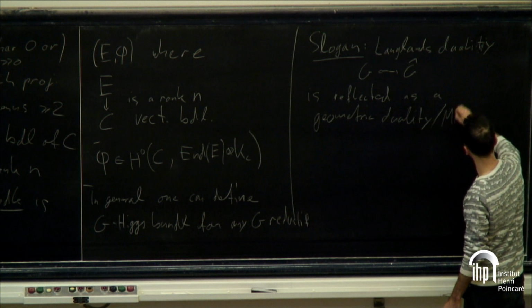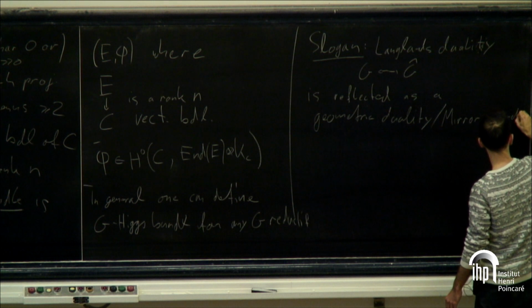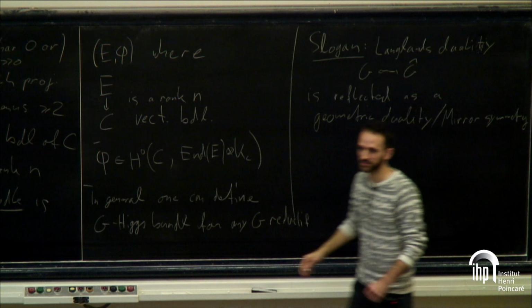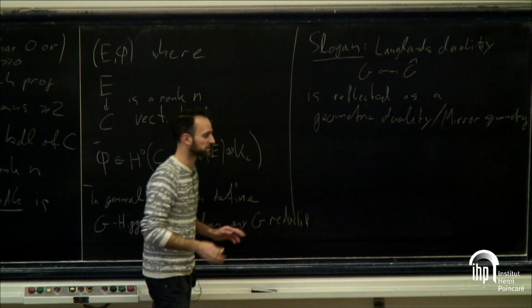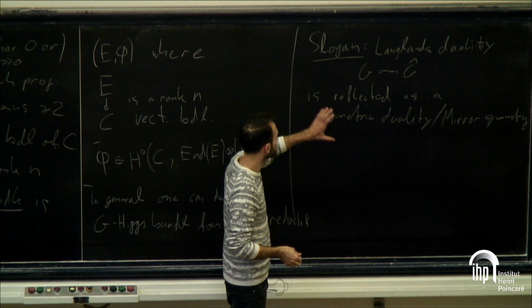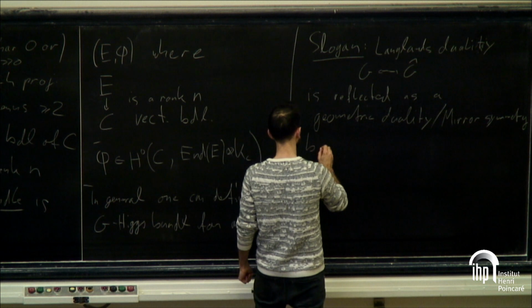And what I really should say is maybe mirror symmetry. But it's not a precise thing, mirror symmetry, at least for me. There are many different ways and incarnations of the same phenomenon, but roughly, whenever you have this, you should have a geometric duality between moduli spaces.